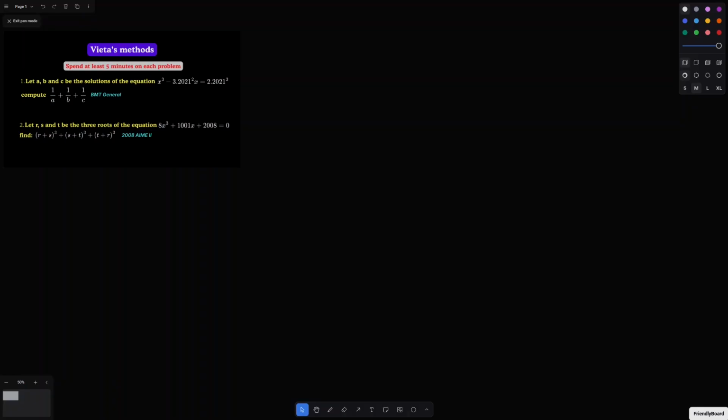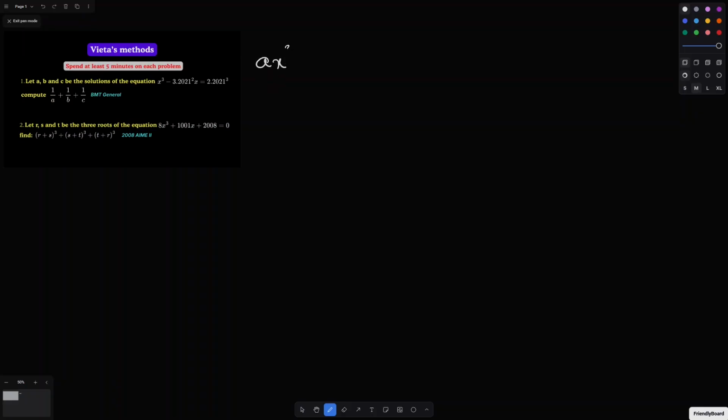Again, try to solve the problems yourself. Definitely go and read about Vieta's formulas. There are a lot of resources for that. Then come back and see if you can solve the problems. The first problem is from the BMT General. Some of the questions in there are very interesting. Definitely take a look at it. But before we start, I'm going to write down Vieta's formulas for the cubic.